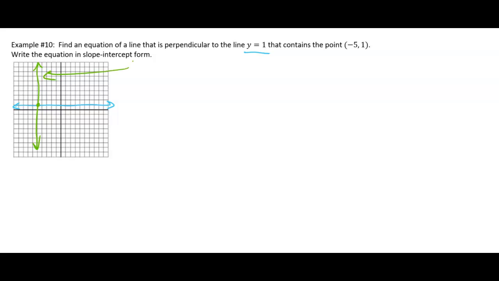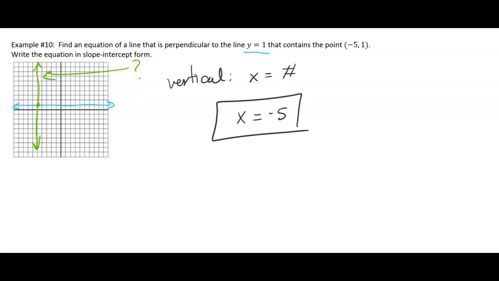So what's the equation of that line? Well, it's a vertical line. So a vertical line says x equals some number. And then what is x going through? And it's negative 5 this time. So then that's the equation of that vertical line. Okay?